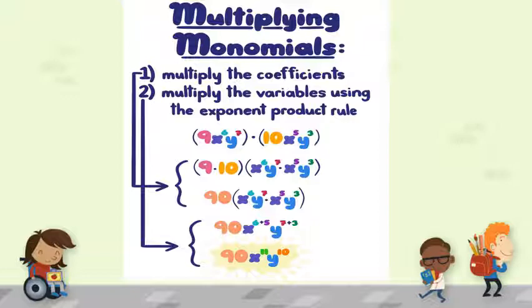In order to multiply two monomials, the rule is you have to multiply the coefficients. Coefficient means the number part which is given. Then, secondly, we have to multiply the variables using the product rule of exponents.